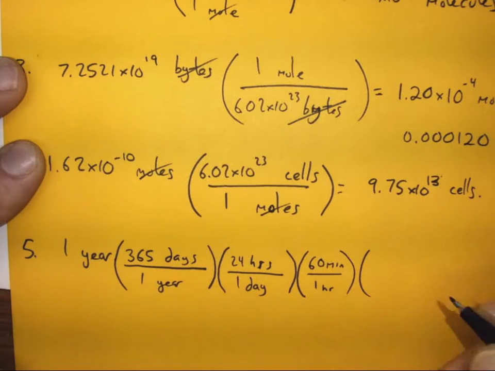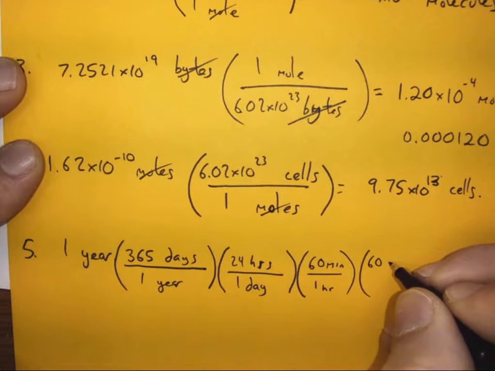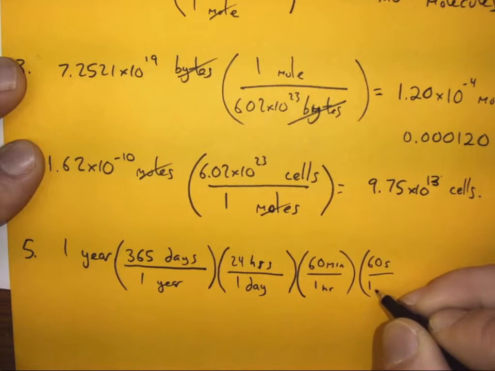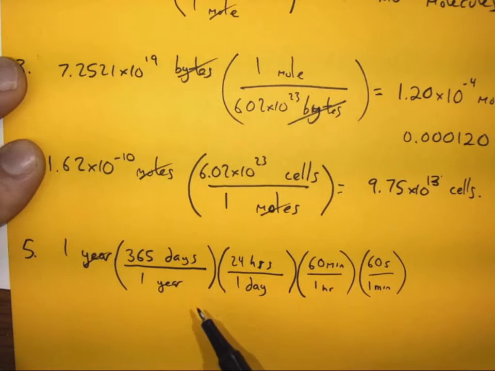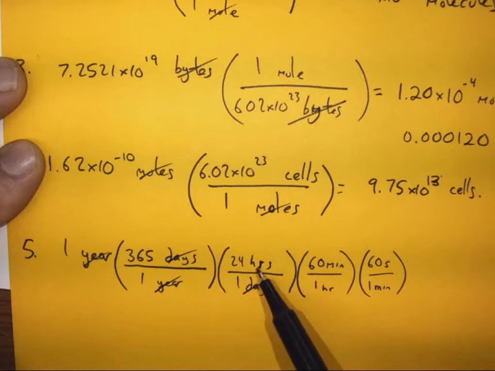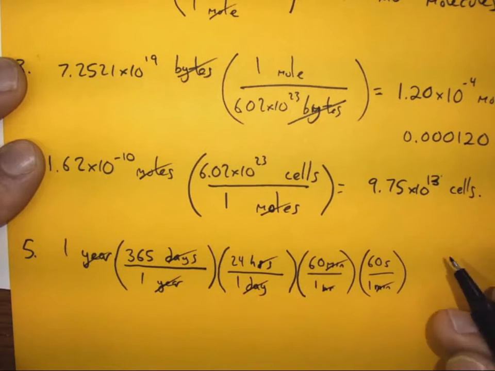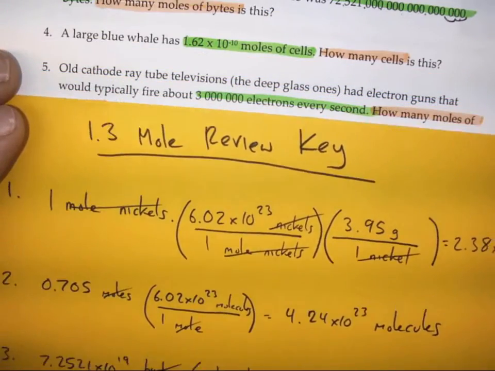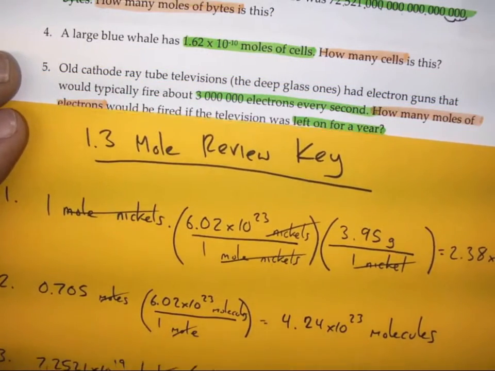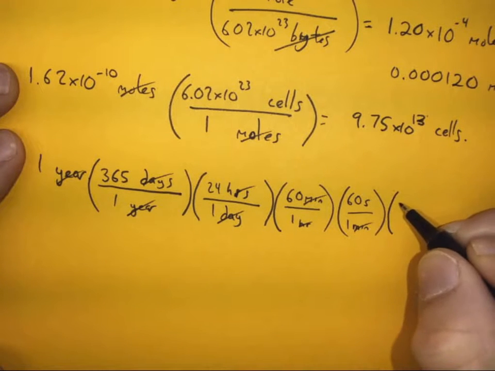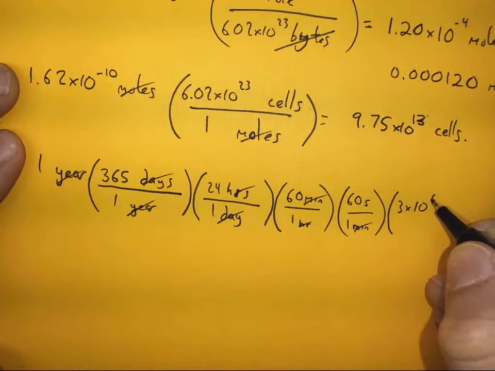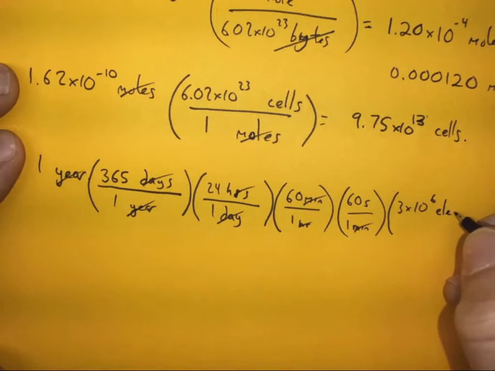And there are 60 seconds in 1 minute. And now I've converted my values into seconds. My years cancel out, my days cancel out, my hours cancel out, my minutes cancel out. And I'm going to convert that into a number of electrons. And I get 3 million electrons in a second. So I'm going to abbreviate that as 3 times 10 to the 6 electrons. That's 3 million.